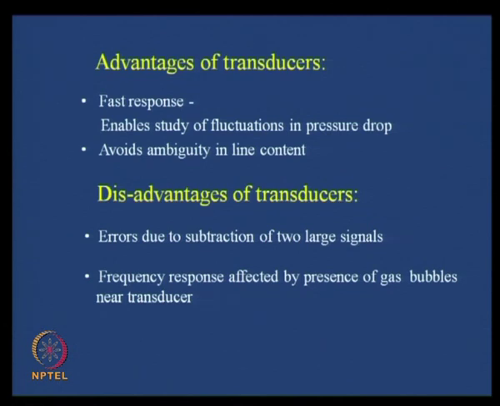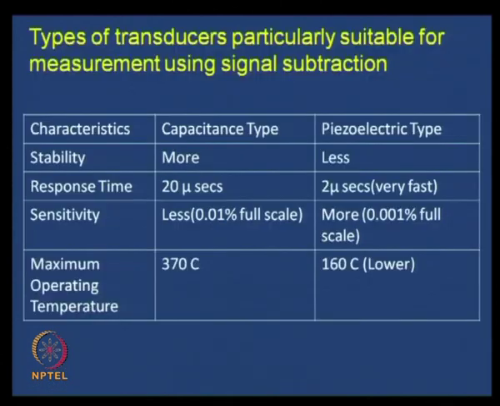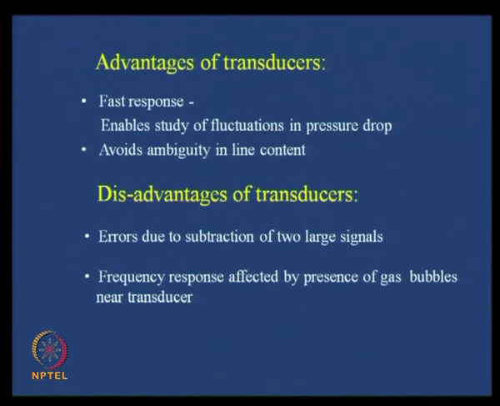And definitely the other disadvantage is, even though there is no connecting line, no tapping line between the tapping point and your transducer, this is very much affected by the fluid present near the wall mounted transducer. Even if there is a very small bubble present, it is so very sensitive, it affects the response. So, therefore, this is another disadvantage. Frequency response is extremely affected by presence of gas bubbles near the transducer. So, naturally in that particular case, the more important problem is errors due to subtraction of two large signals.